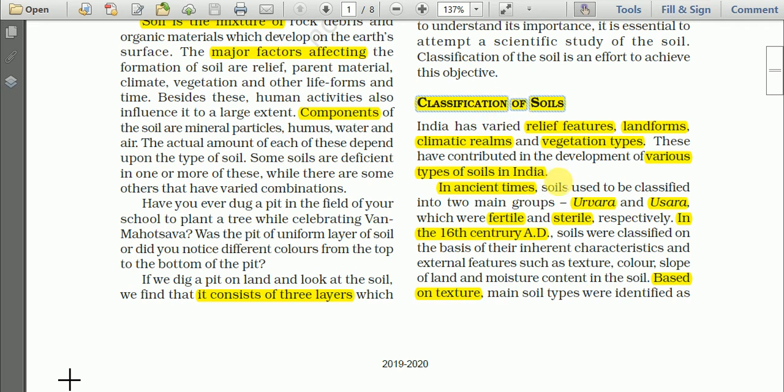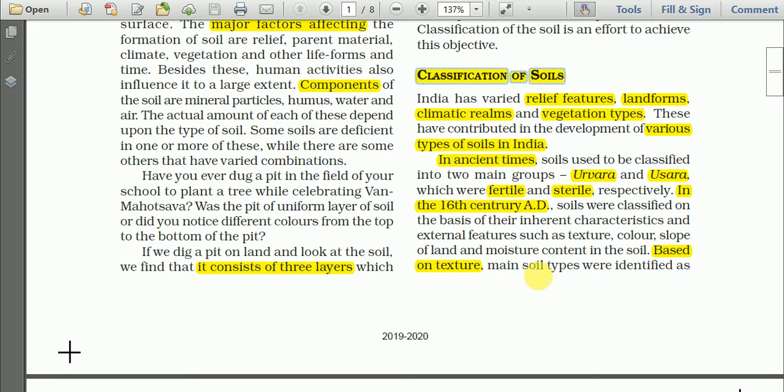Classification of soils. India has varied relief features, landforms, climatic realms, and vegetation types, and these have contributed in the development of various types of soils in India. We know that India has different types of landforms: mountains, plains, plateaus, coastal areas, wetlands. It has different types of climatic regions and vegetation regions, and accordingly we find different types of soils. Now let us start the classification of soils.